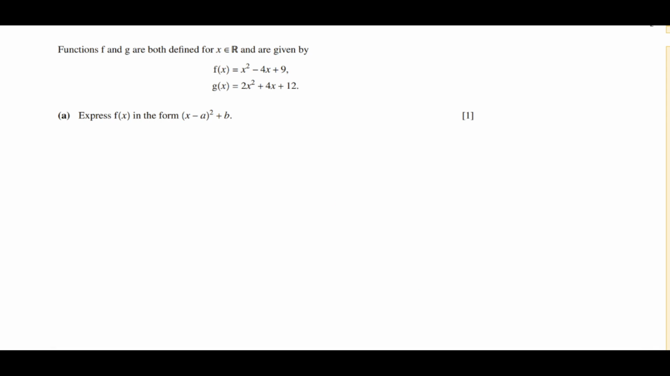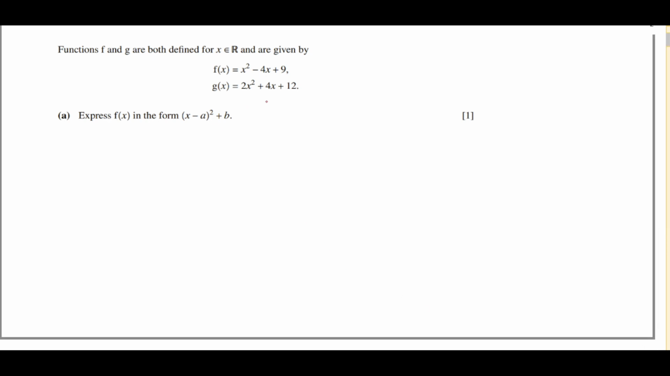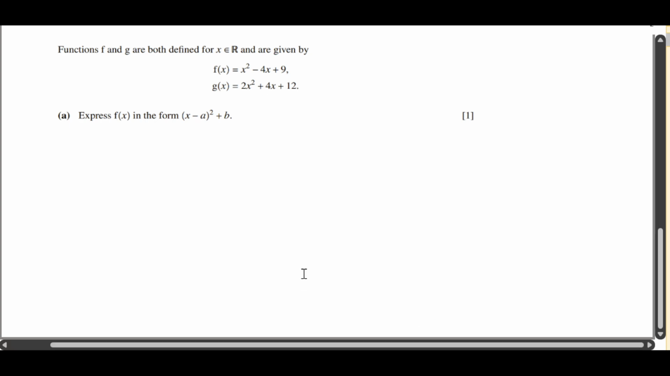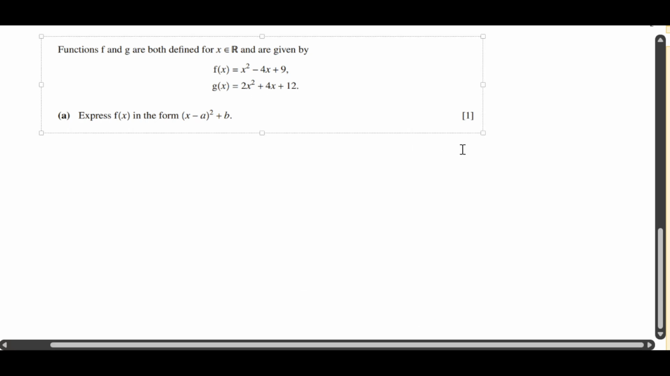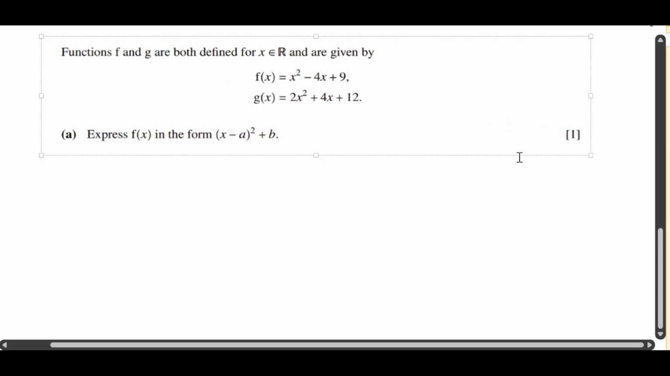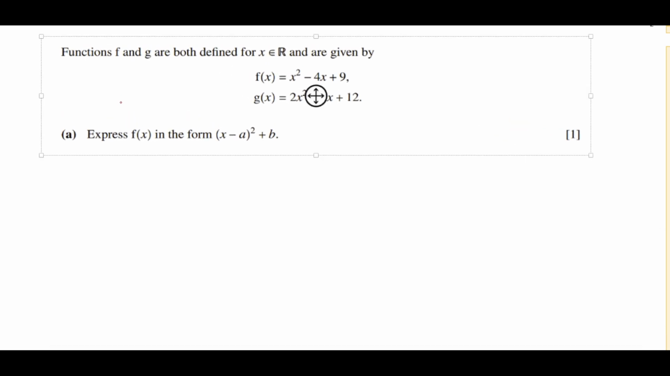Okay. So the first problem here: the functions f and g are both defined for x. You can see these two functions. If not visible, I will make it a little bigger. F and g are given. Express f(x) in the form (x minus a) the whole squared plus b.